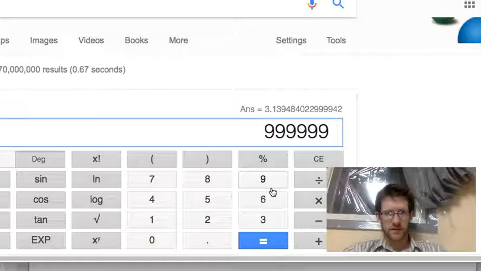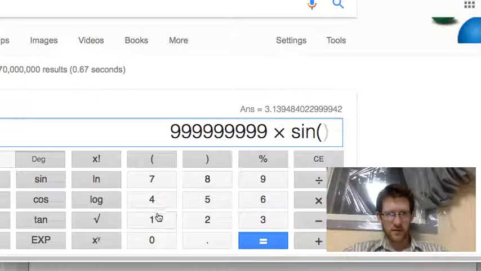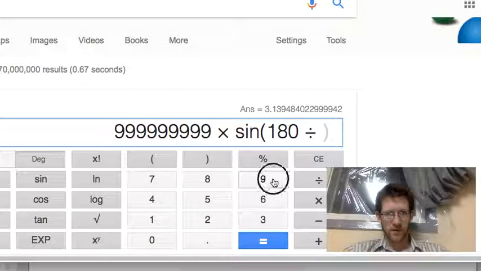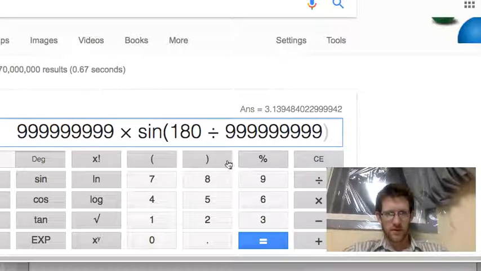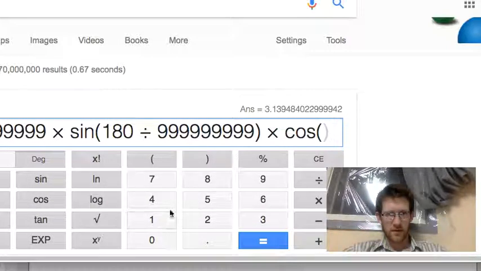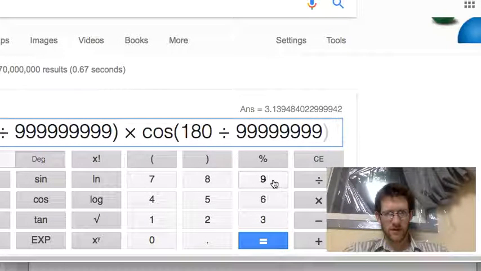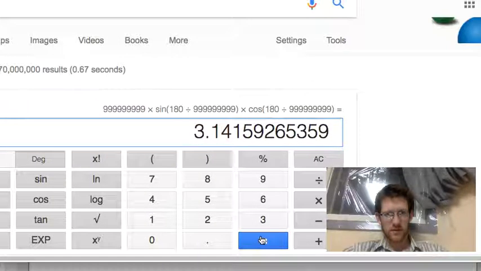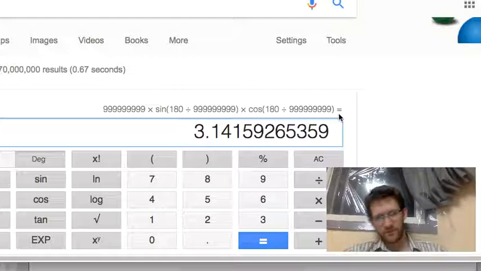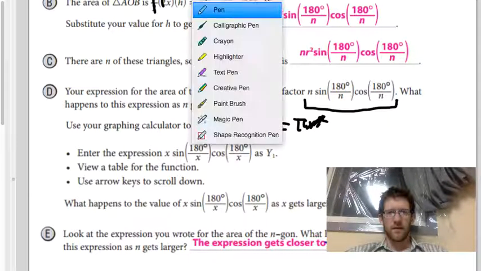3, 4, 5, 6, 7, 8, 9 times the sine of 180 divided by 1, 2, 3, 4, 5, 6, 7, 8, 9. This might not let me. It might be too big. Times the cosine of 180 divided by 1, 2, 3, 4, 5, 6, 7, 8, 9 equals 3.14159265358. Yep. So it's perfectly accurate. Perfectly. Awesome.